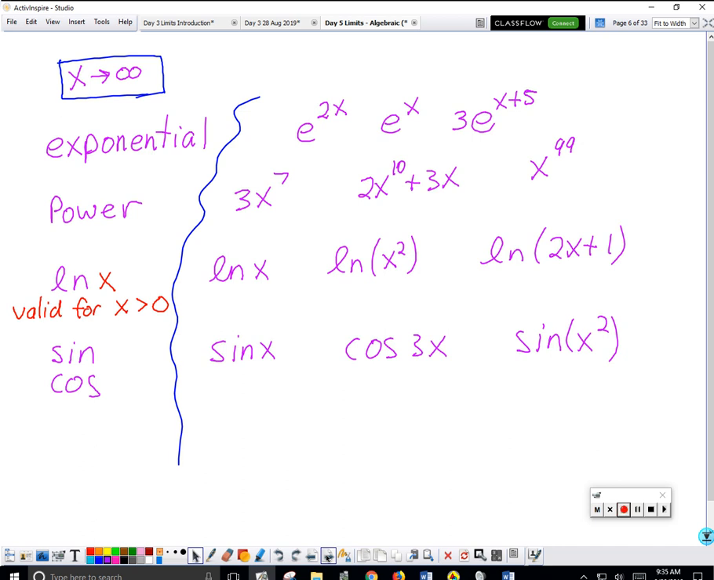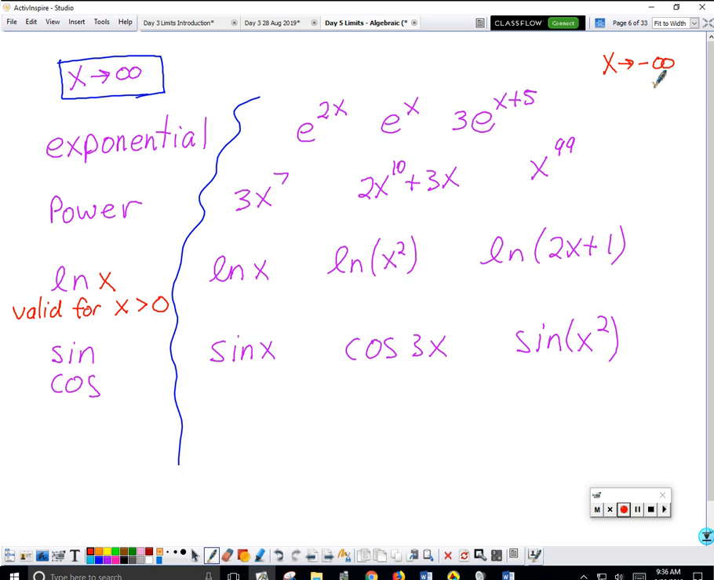If x is approaching negative infinity, something different happens. So if x is approaching negative infinity, e to a negative number, as that exponent gets more and more negative, this gets closer and closer to 0. It never equals 0, it just gets infinitesimally close to 0. You'll need that once in a while on the homework tonight.